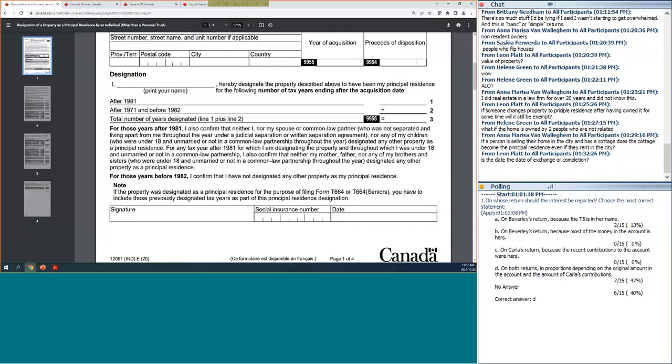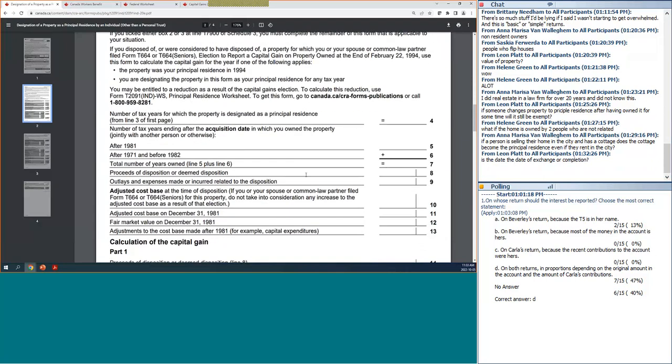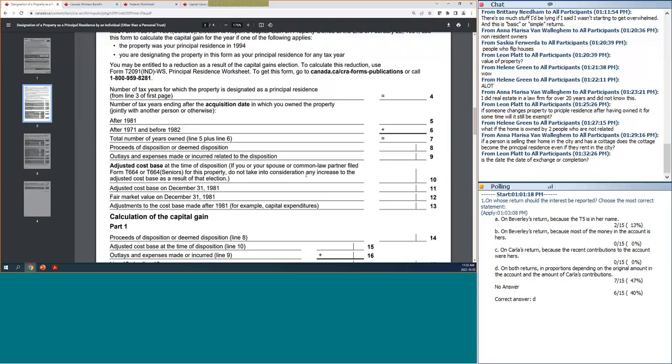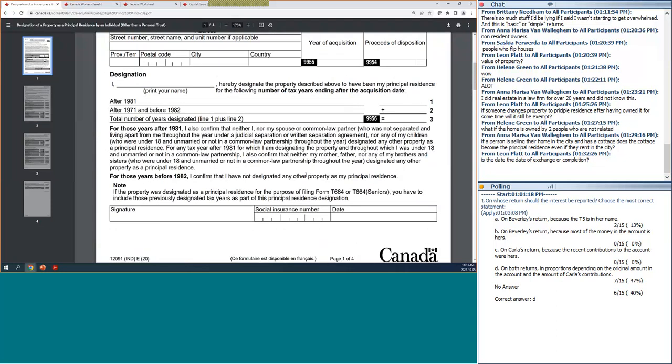here, and then it says, I confirm that neither I nor my spouse had any other property designated, and then you're going to sign it, put your social insurance number, date, and you'll notice that the +1 rule for capital gains will cover you. So the rest of it you don't need to do. The rest of the form is the more complicated section, so we don't need that.